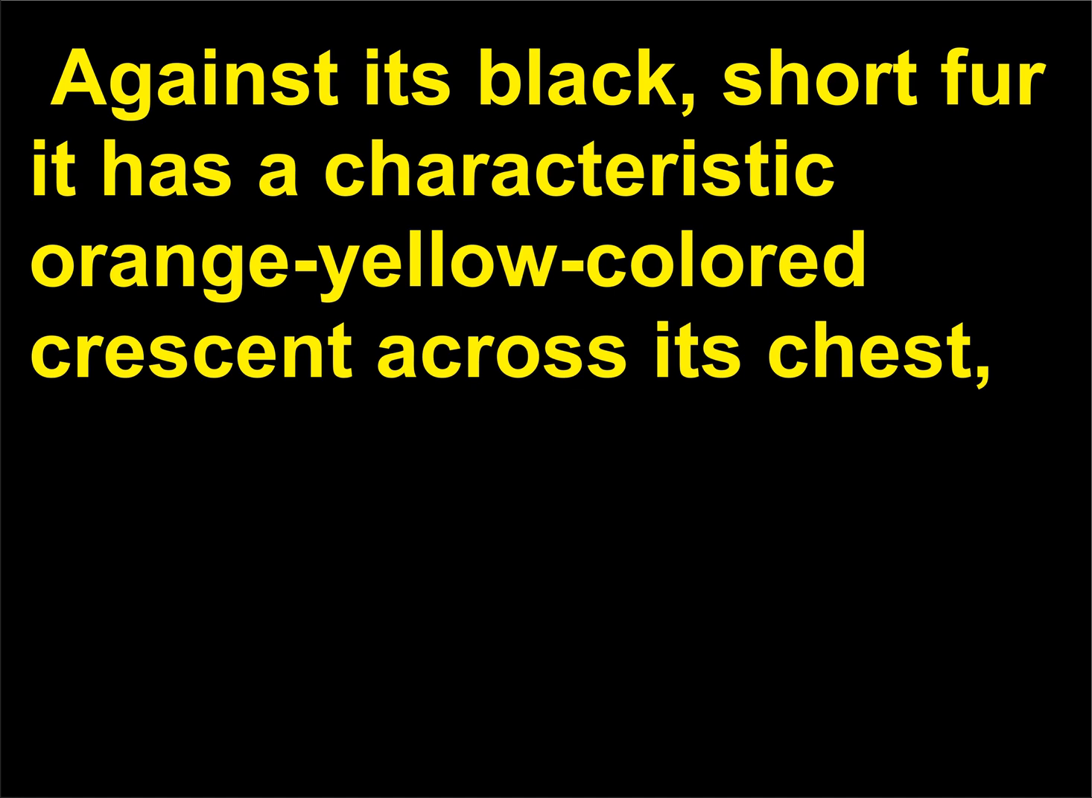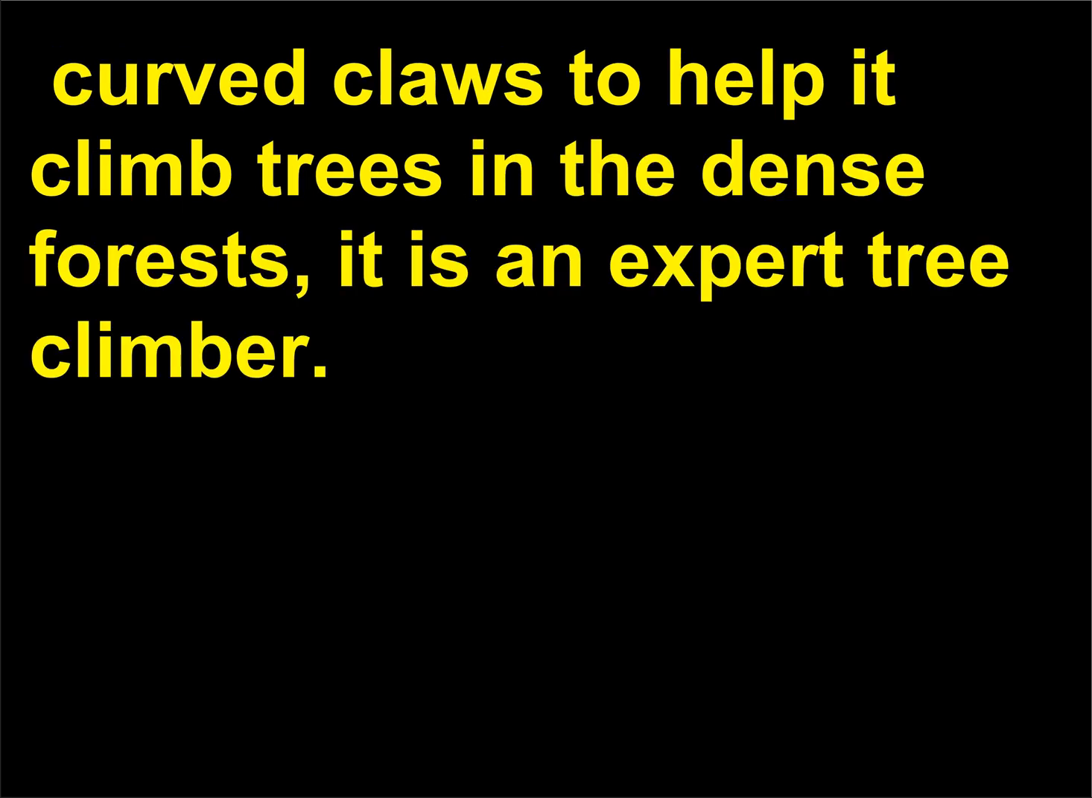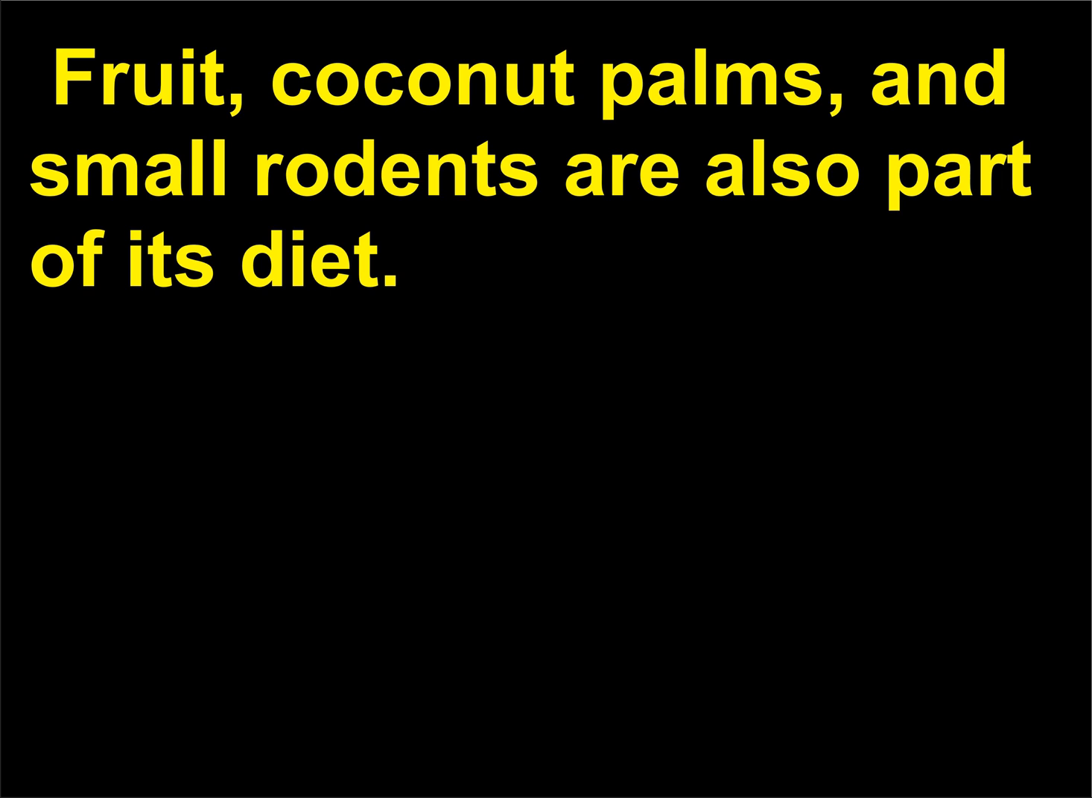Against its black, short fur it has a characteristic orange-yellow colored crescent across its chest, which according to legend represents the rising sun. With powerful paws having long, curved claws to help it climb trees in the dense forests, it is an expert tree climber. The sun bear tears at tree bark to expose insects, larvae, and the nests of bees and termites. Fruit, coconut palms, and small rodents are also part of its diet.